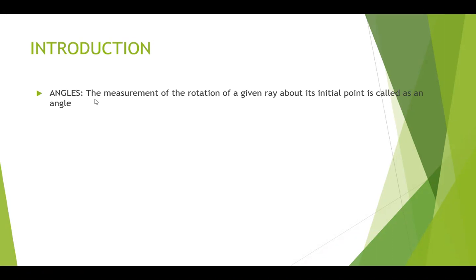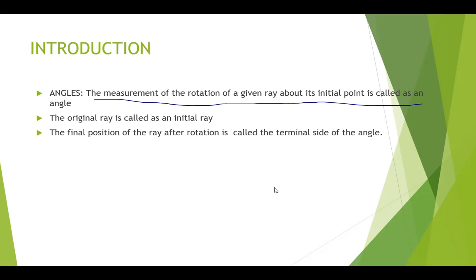What is an angle? The measurement of the rotation of a given ray about its initial point is called an angle. Suppose we have a ray like this and it is moving from this initial point to this point, then an angle is formed at this point. This point is called the vertex. This line is called the initial line and this is called the terminal line.